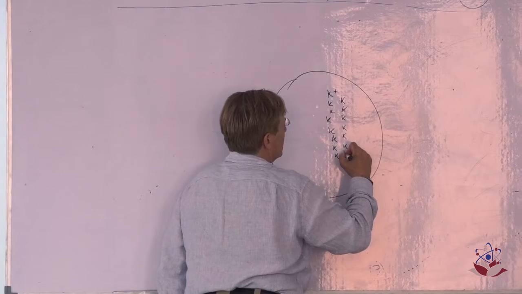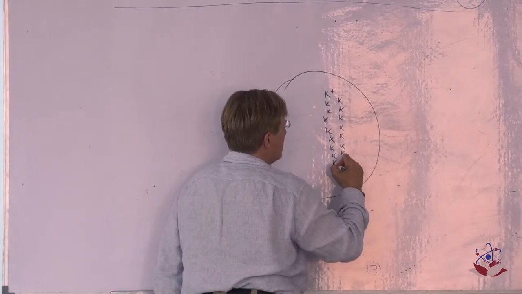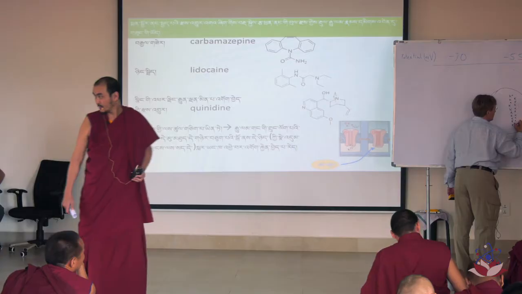In a neuron, there are millions and millions of potassium ions.